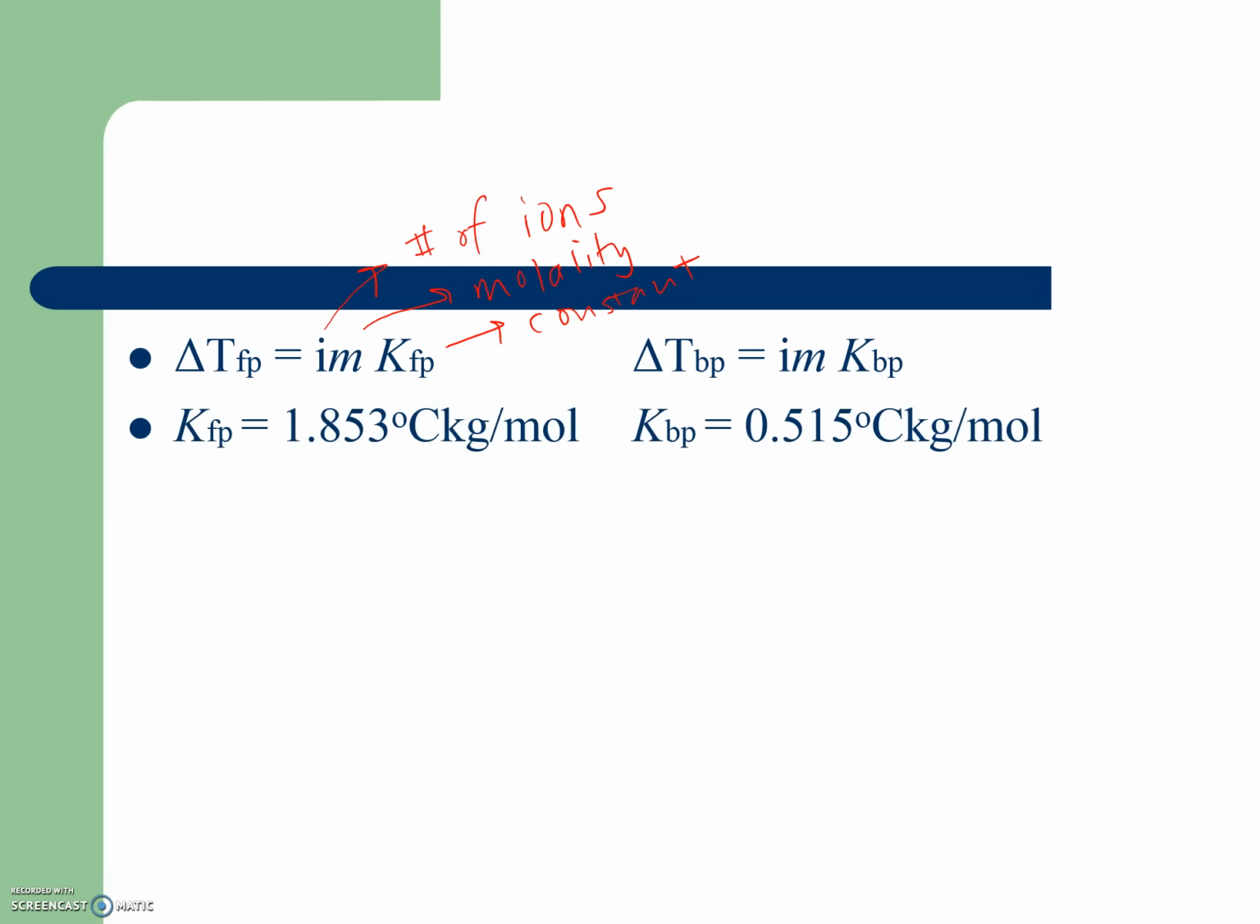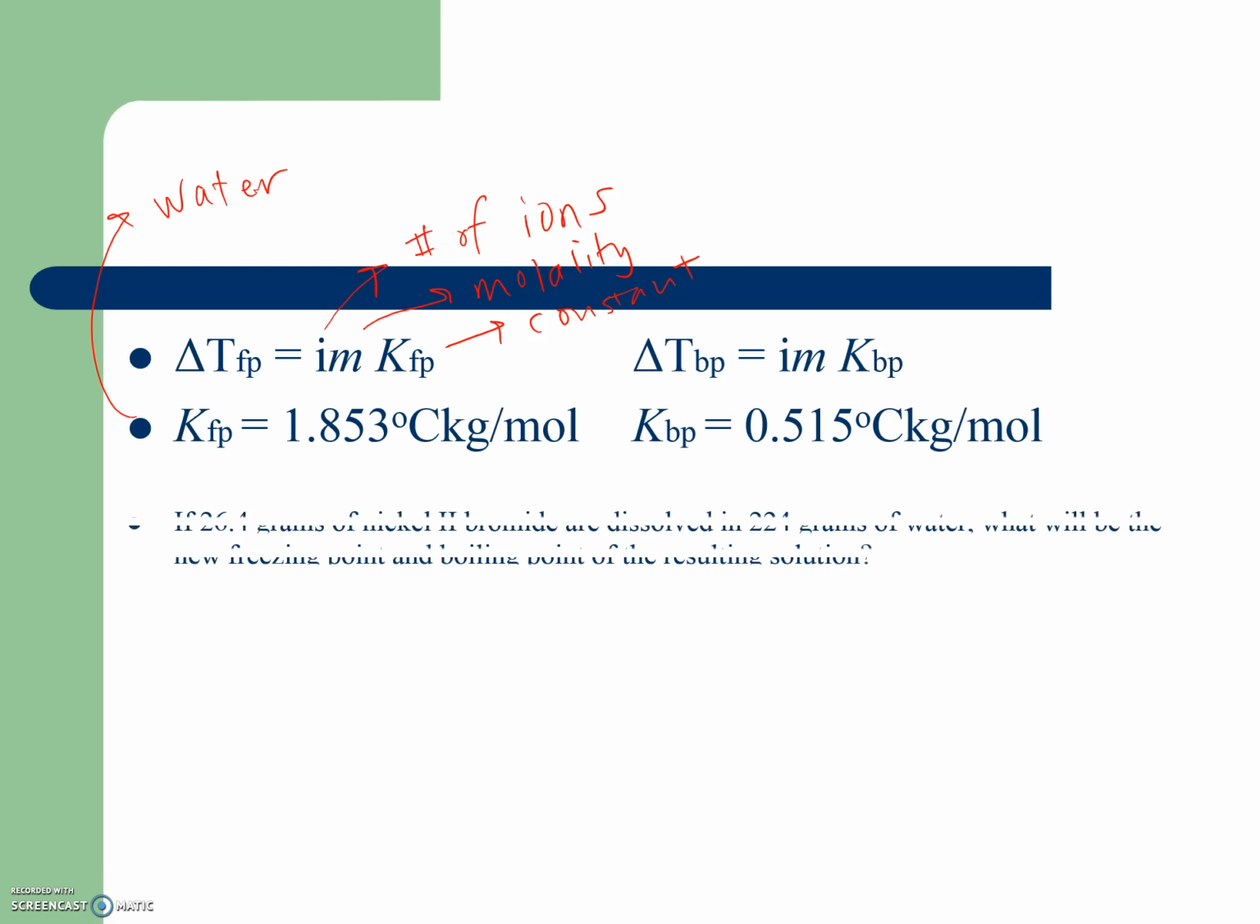So our constant, our freezing point, and this refers to water in this case. 95 to 98% of your problems will involve water. So here's how we'll solve it. If 26.4 grams of nickel(II) bromide are dissolved in 224 grams of water, what will be the new freezing point and boiling point of the resulting solution?